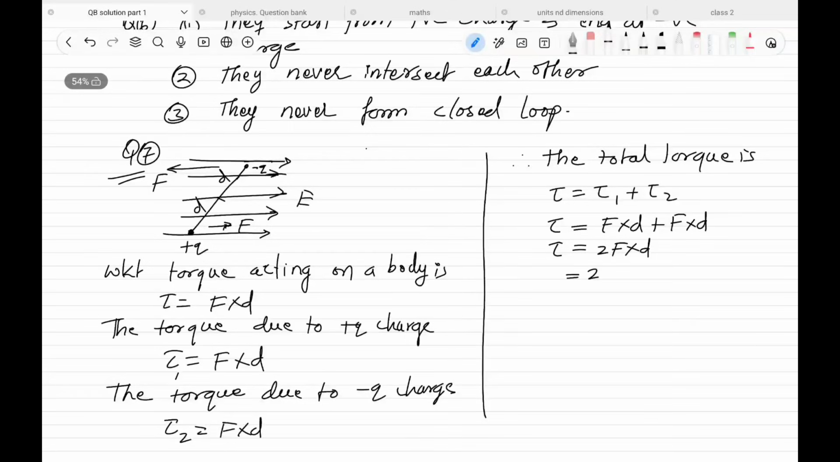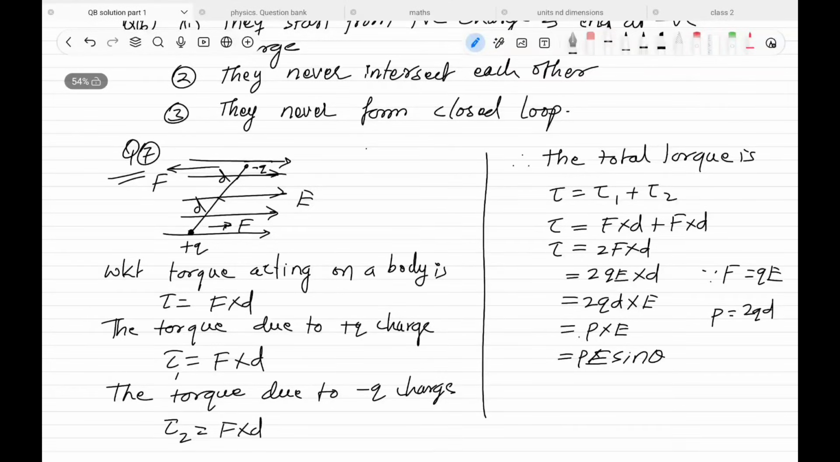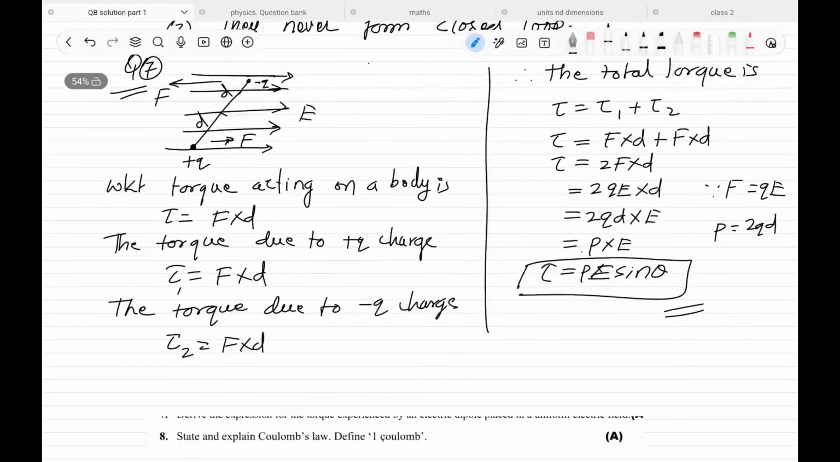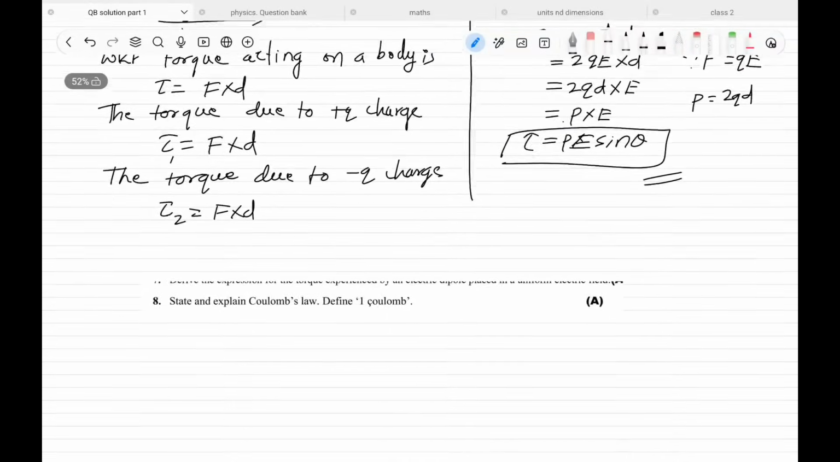Now 2F is equal to 2qE, because F is equal to qE from the electric field equation. You can write this as 2qd cross E. Now 2qd is equal to p, the electric dipole moment, because p is equal to 2qd. So tau is p cross E, or pE sin theta, the formula of the cross product. That's all. Hope you understand. If you write this much, you will surely get full marks for a 3 marks question.